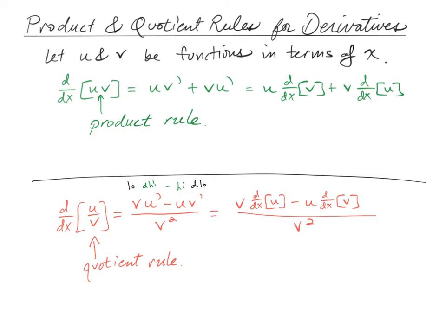I heard this from a college buddy of mine: low d high minus high d low. He said it worked wonders in his brain, so maybe it's another way you can keep it straight in your head. Low meaning the bottom, d meaning derivative, high meaning top. So low d high: bottom times the derivative of the top, minus high, top, d low, derivative of the bottom. And then you'll just have to remember over low squared. Let's take a look at some examples using these rules.